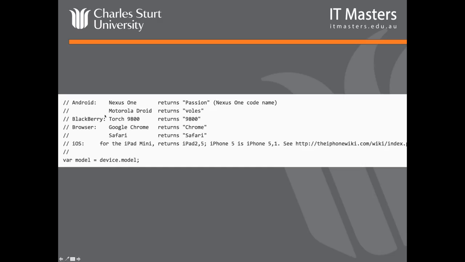And you can see the same thing for Blackberries. If you're in a browser as well, it'll even work that one out for you. And there are code names, so you would need to actually look these up to see what these are. But you can certainly then do if-then-else kind of statements once you've got that information.